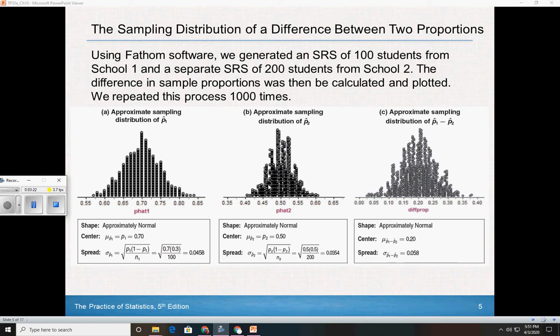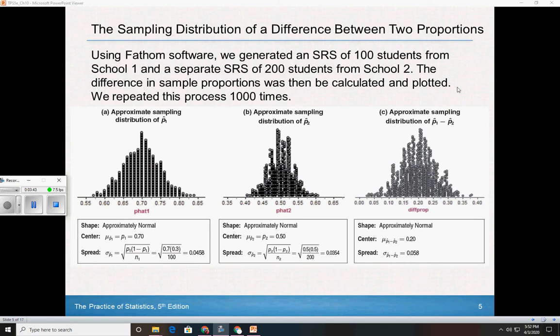Now this is for school number 2, and this had 200 students, and the center of this was 0.5. That's a little bit less smooth than my other one, but that's okay. It's still approximately normal with the center at 0.5, and the spread is going to be the square root of 0.5 times 1 minus 0.5 over 200.